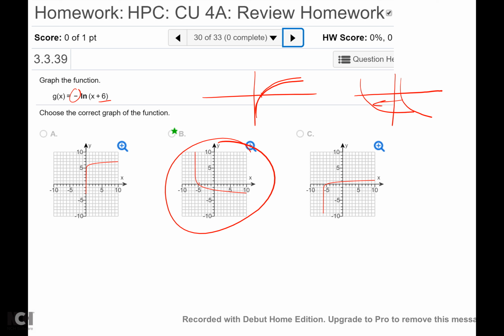And you're going, why is it going through negative 5 and not negative 6? Because remember, natural log passes through 1, 0. So 6 units would only put it over at negative 5.